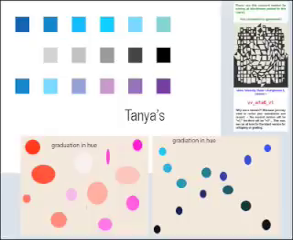Now, gradation in hue. These are both labeled gradation in hue. And I do see different hues in each file. However, a gradation is a slow transition, and that's more apparent in the one on the right. Now, with a gradation of hue, what we want is to move from blue to blue-green to green.